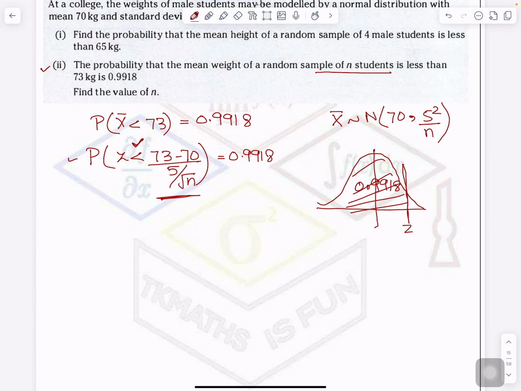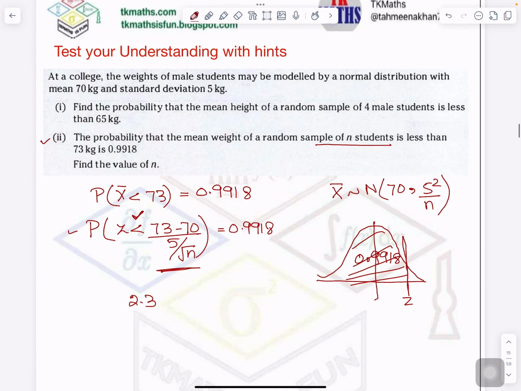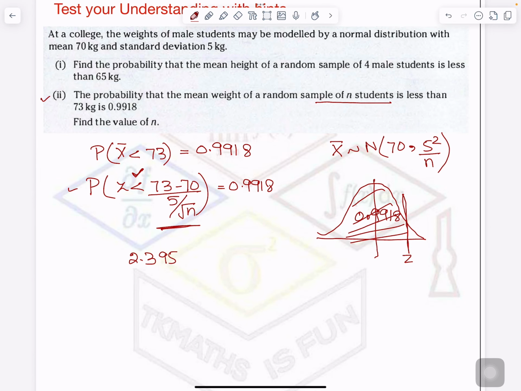Okay, so now I will say 2.395 equals 73.70 divided by 5 over root n. Now calculate this value. What is the answer coming? It is coming root n is equal to 4. So n is equal to 16. Right? So this is how you will calculate the value.